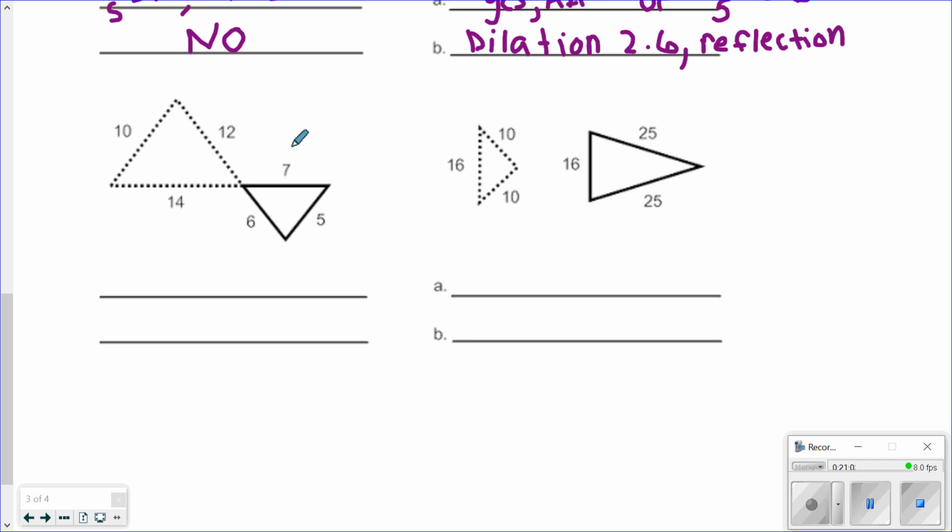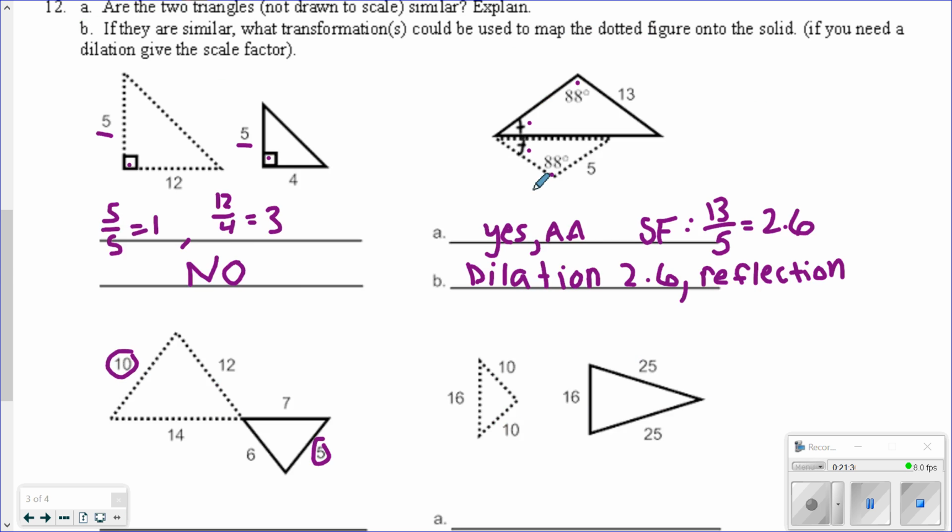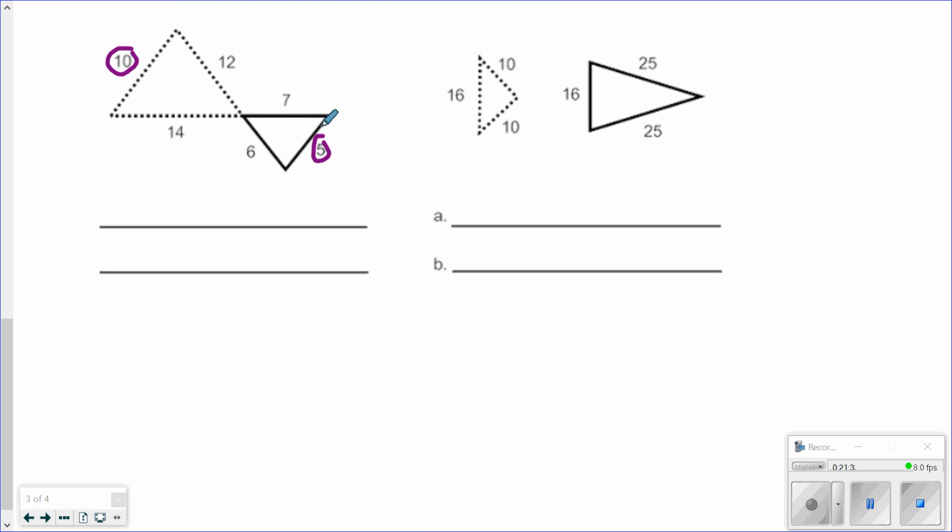For the third example here, I do have some side lengths, so I just need to compare the side lengths to determine, are they proportional. So let's start with the shortest side length, which is this one and this one. I don't have to write a proportion. It goes from 5 to 10 or 10 to 5. Remember it says the dotted to the solid. So dotted is larger, going to the smaller. So that would be 5 over 10, which is equal to 1/2.